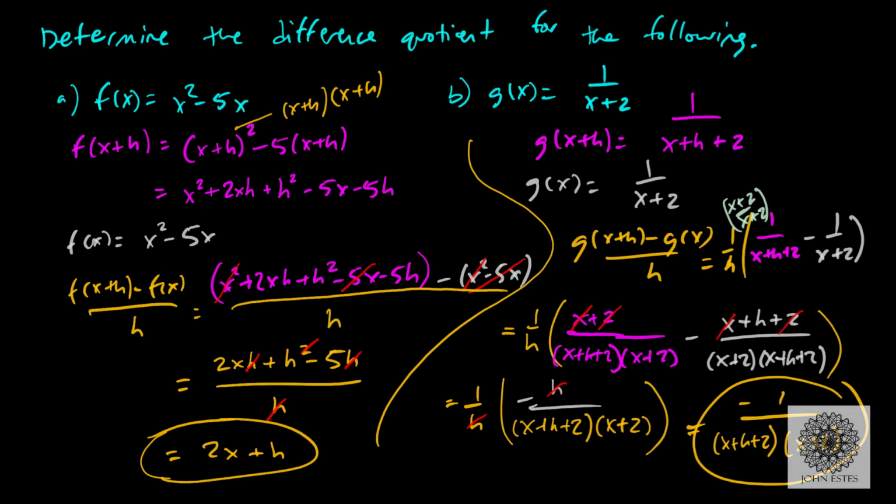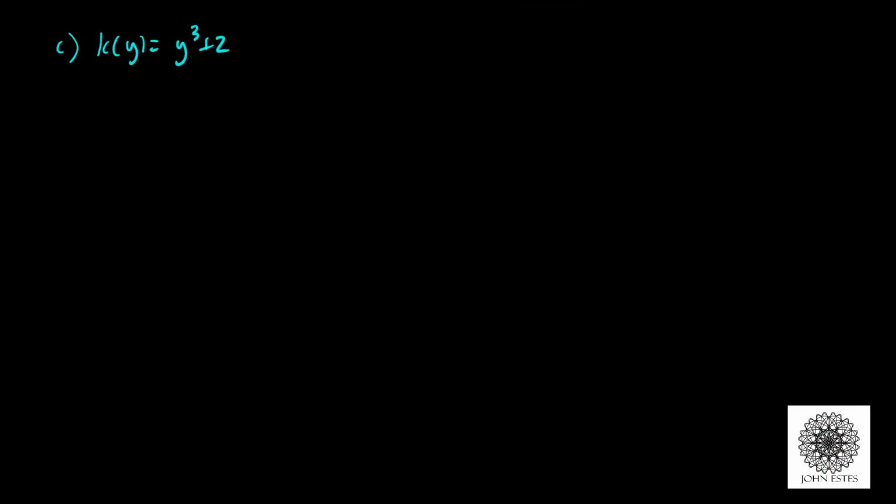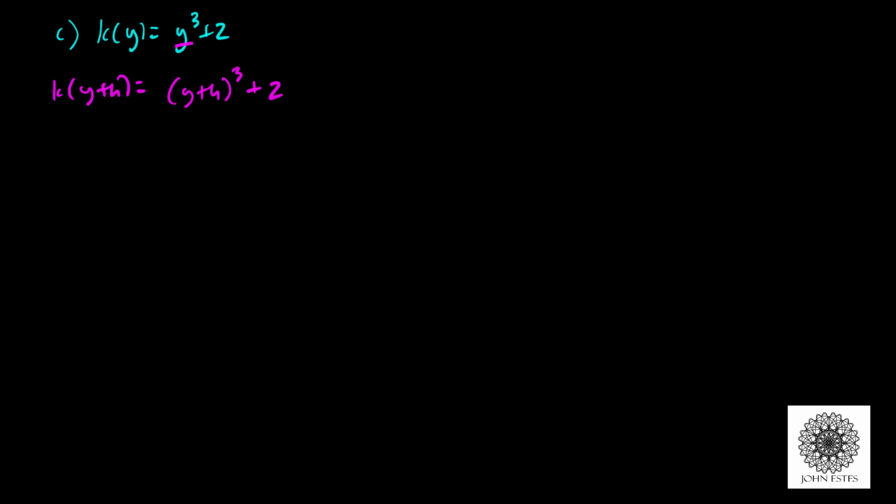Okay, I want to show you one more. So let's look at part C here. This time I have k of y equals y cubed plus 2. Now remember, again, I got to replace the y's. That's my input. So if I want y plus h, for example, then I need y plus h quantity cubed plus 2. Now how do you handle that? That's y plus h times y plus h times y plus h.